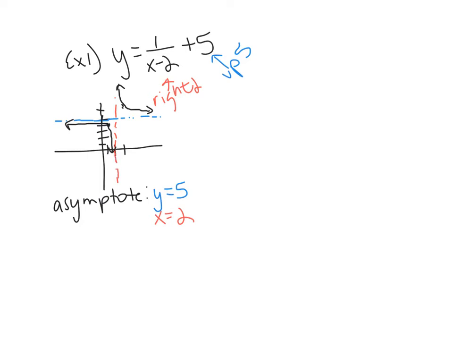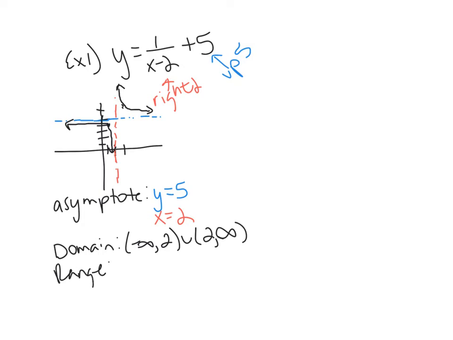And so we've listed our asymptotes again. Let's list our domain. How does our domain change? So our domain is everything except our vertical, which is 2. So we have negative infinity to positive 2, union with 2 to infinity. And for range, I have everything except our horizontal asymptote at 5.